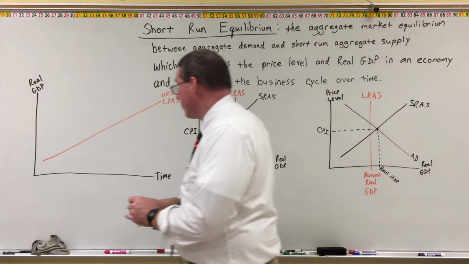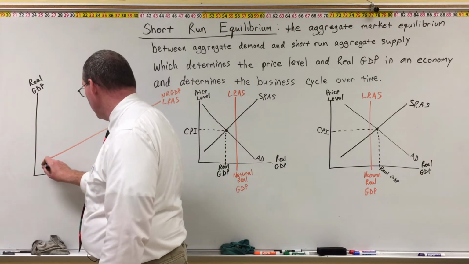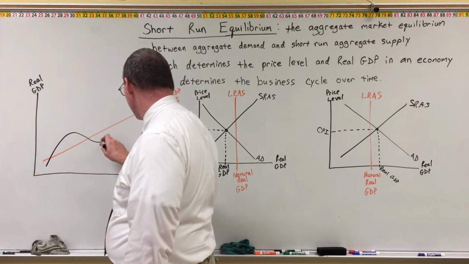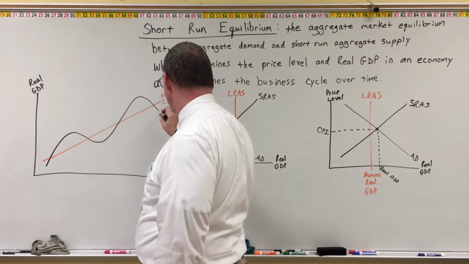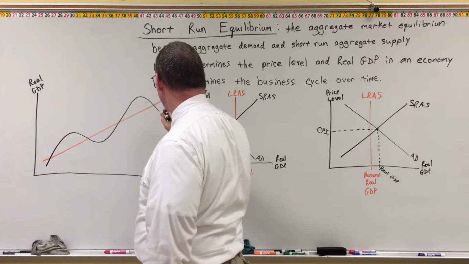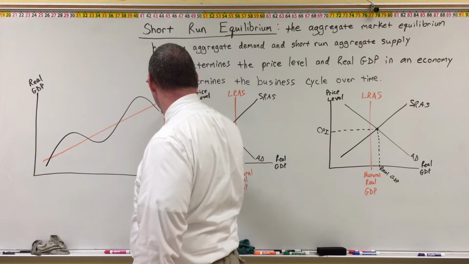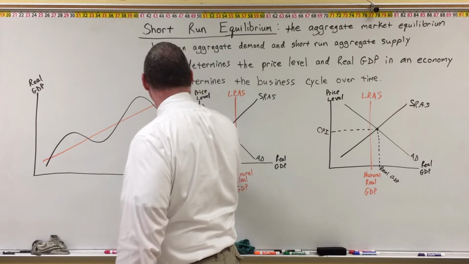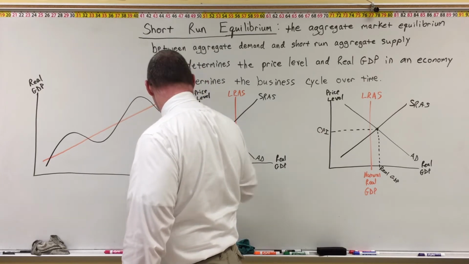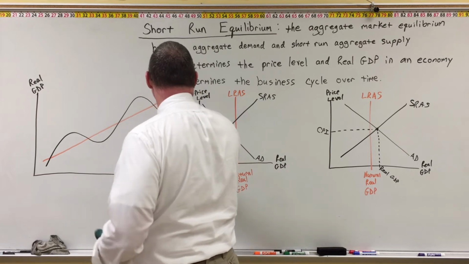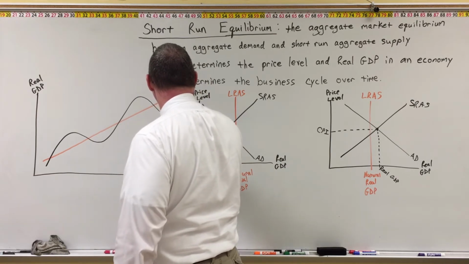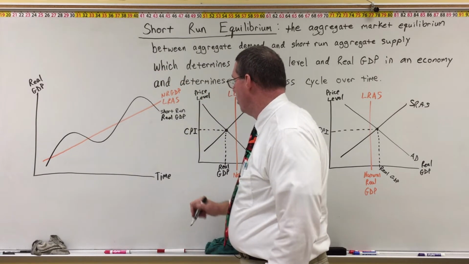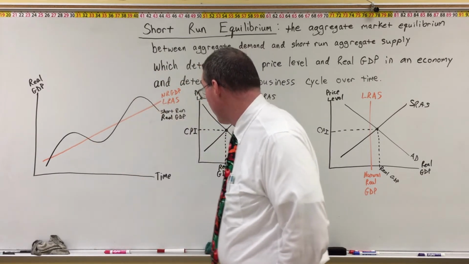And then I'm going to draw the business cycle, let's say I'll start right here, and I'll go like this. And that is the business cycle, or I'm going to call it short run GDP, real GDP. Okay, short run real GDP, or actual production in the economy, which is also the business cycle.